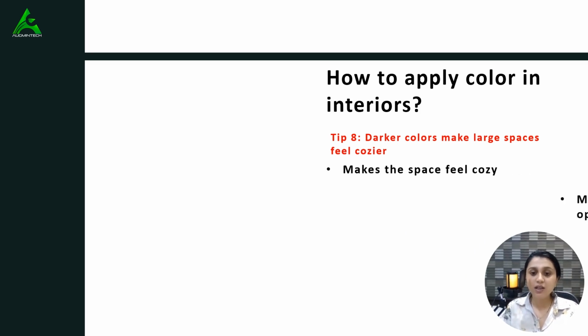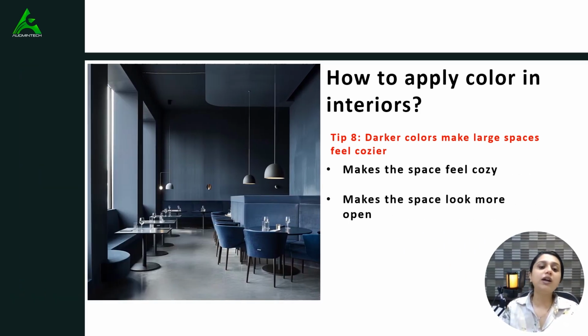So let me give you an example. Just look at this image on your left. This is a restaurant design, and if you look at the space here, there are so many tables, so many chairs. Automatically we know that this is a large space, right? But since the colors are so dark, it kind of feels cozy. It kind of feels close. It feels like these things are not as far away as they look, right? So it's just an illusion which is being created with the help of a darker color tone.